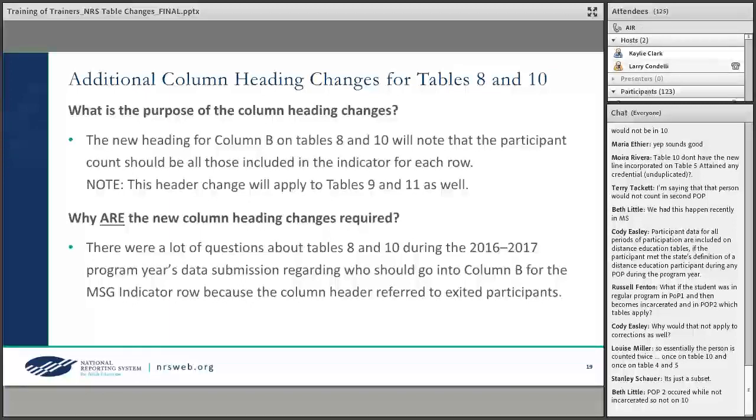What does that mean? Where would you put them? Well, how do you count them? In what table would you put them? Well, I wouldn't put them on Table 10. I wouldn't put them on Table 10.